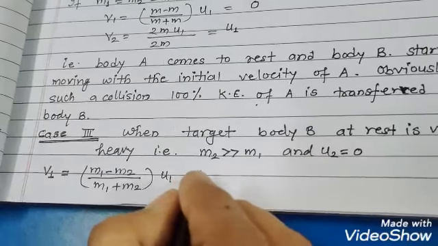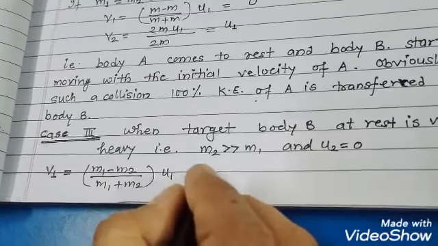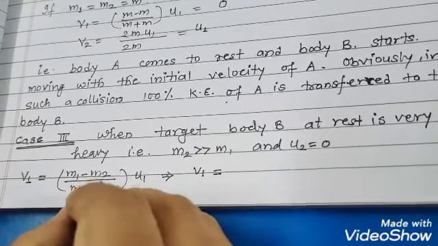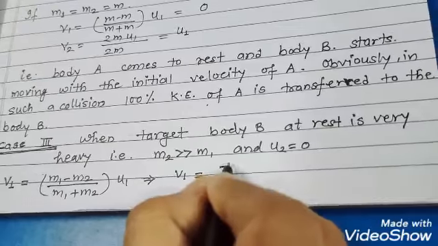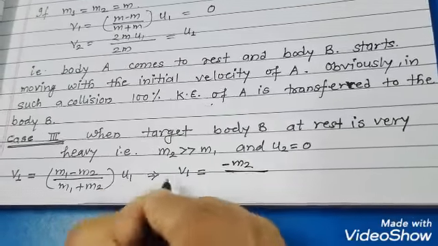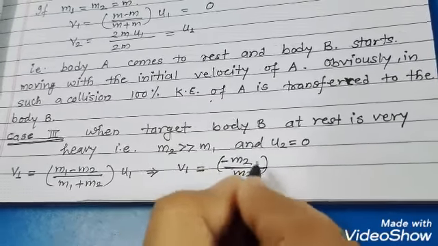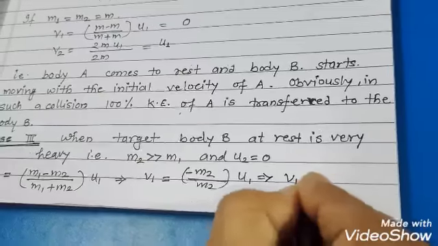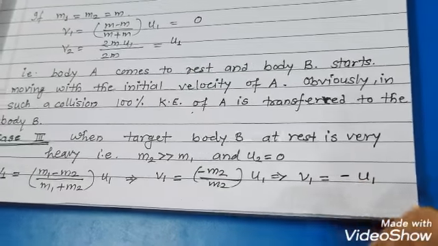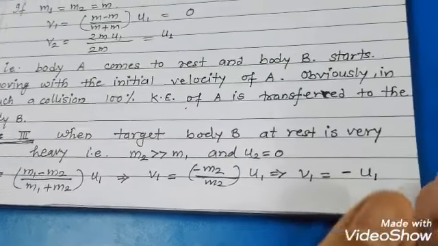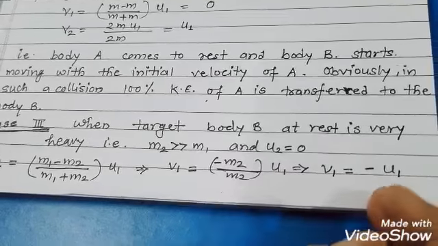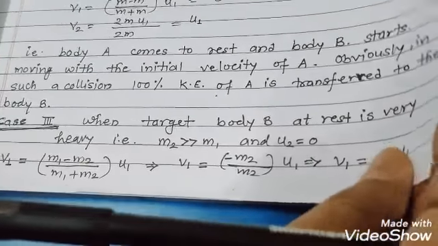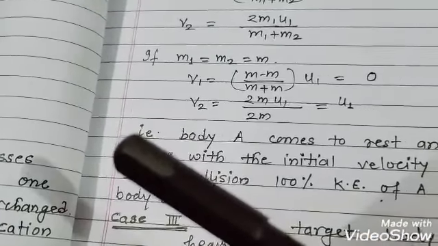Because m2 is much greater than m1, we can neglect m1 here. So v1 is equal to m2 upon m2 times u1, and m2 will be cancelled, so we can say v1 is equal to minus u1. That means body A will acquire the same speed as it had before collision, but the direction will be changed. Now we'll see the case of the velocity of body B.